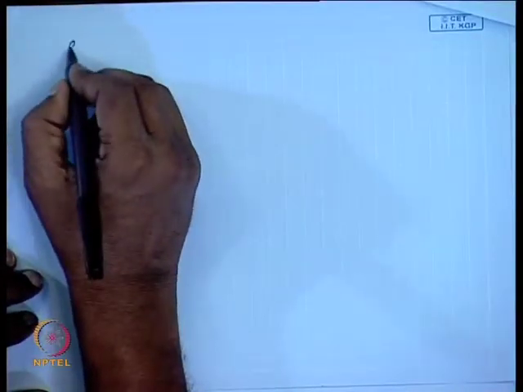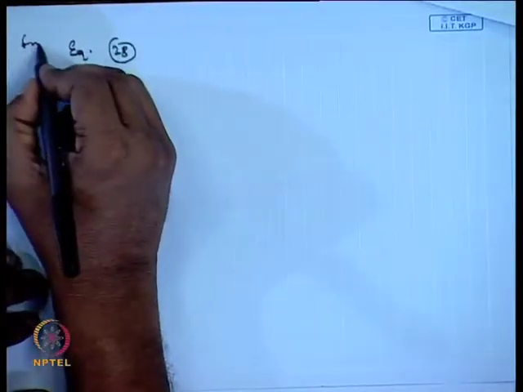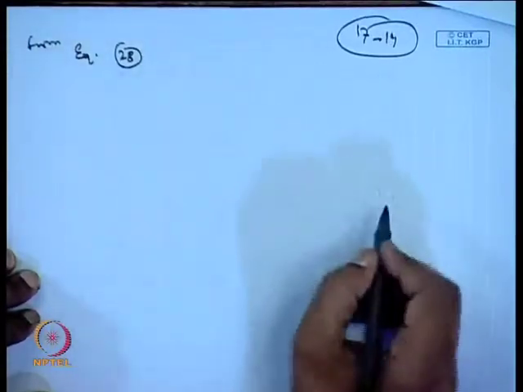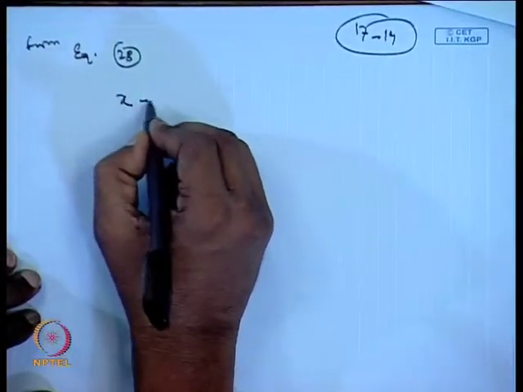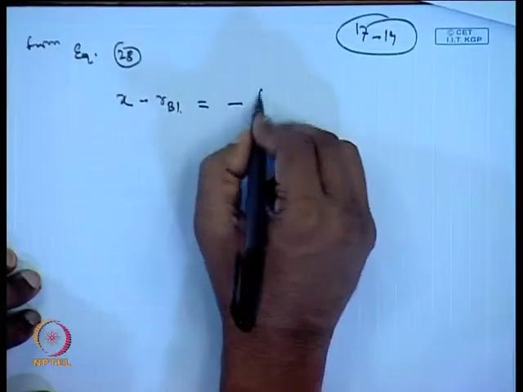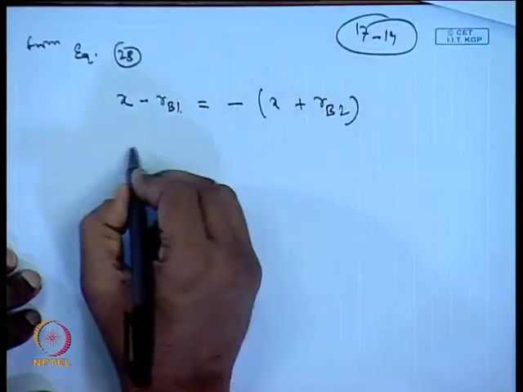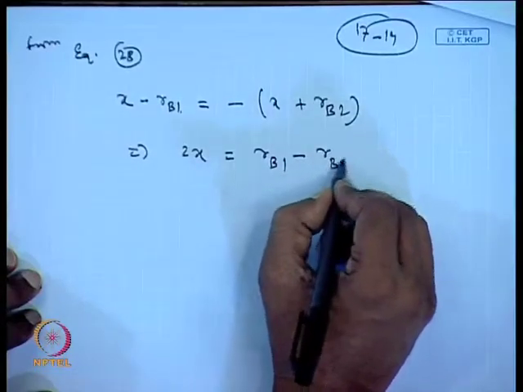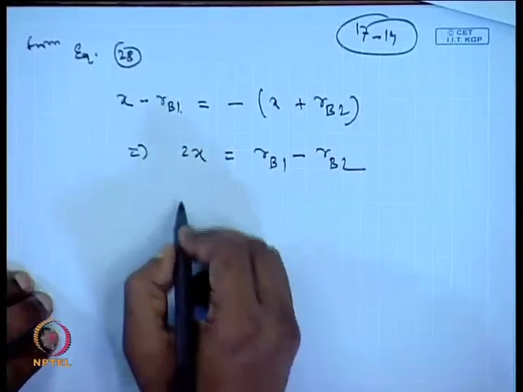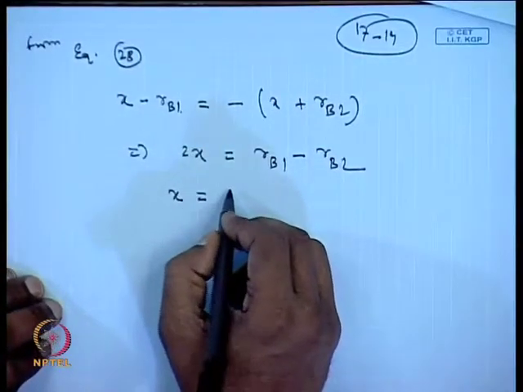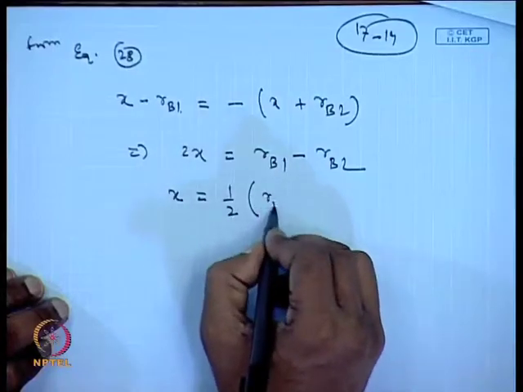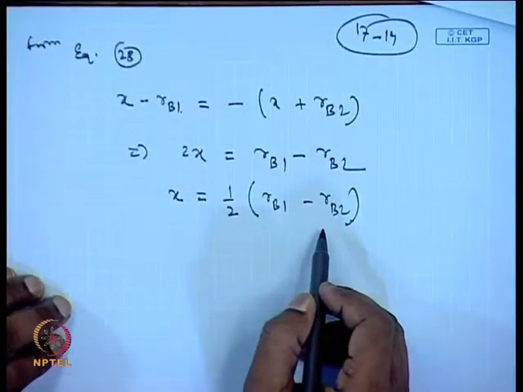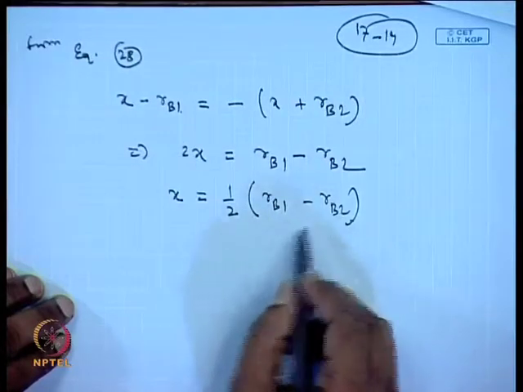Now, from equation 28, taking negative sign, we can write this as x is equal to 1 by 2 (R_b1 minus R_b2). So, R_b1 and R_b2 we have right now expressed. So, we can use those expressions to resolve it further.